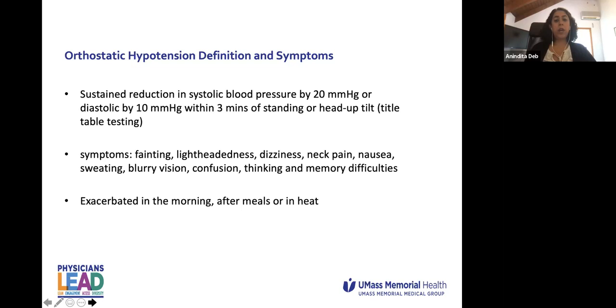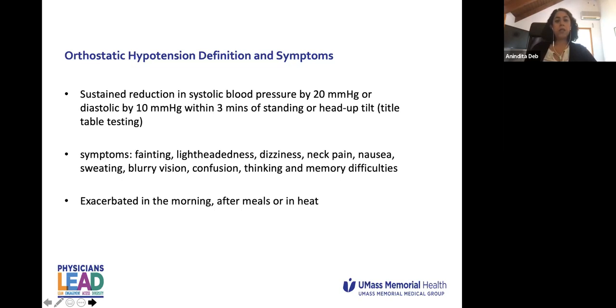And that's also why we don't rely on one blood pressure measurement. We have to get multiple measurements to see if this criteria is being met. Head up tilt testing, sorry, that should say tilt table testing, is not always done to diagnose this, but might be one of the ways in which this gets diagnosed.